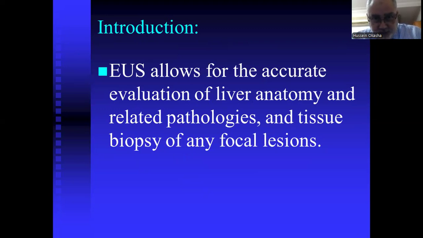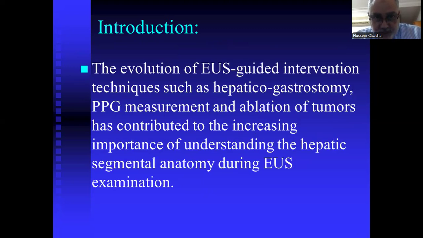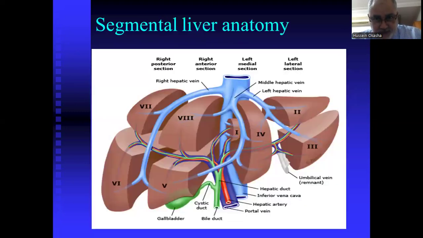EUS allows for the accurate evaluation of liver anatomy and the related pathologies, and tissue biopsy of any focal lesions. The evolution of EUS-guided intervention techniques such as hepatogastroscopy, portal pressure gradient measurement, and ablation of tumors has contributed to the increasing importance of understanding the hepatic segmental anatomy during EUS examination.